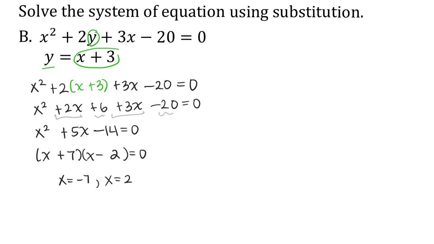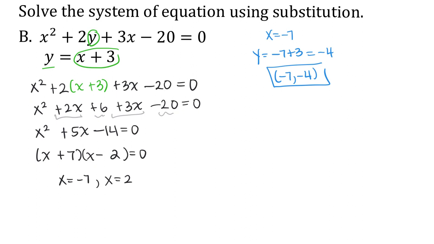Okay, I'm trying to solve for the ordered pair, so I need the y values. Because I got 2 x values, I'm going to get at least 2 y values. Now I can plug x is -7 into this equation or this equation. Looking at these two equations, the second equation looks so much easier. So I'm going to put it in the second equation. I'm going to plug in x equals -7. So y equals x plus 3, which is -4. So my first answer is x is -7, y is -4.